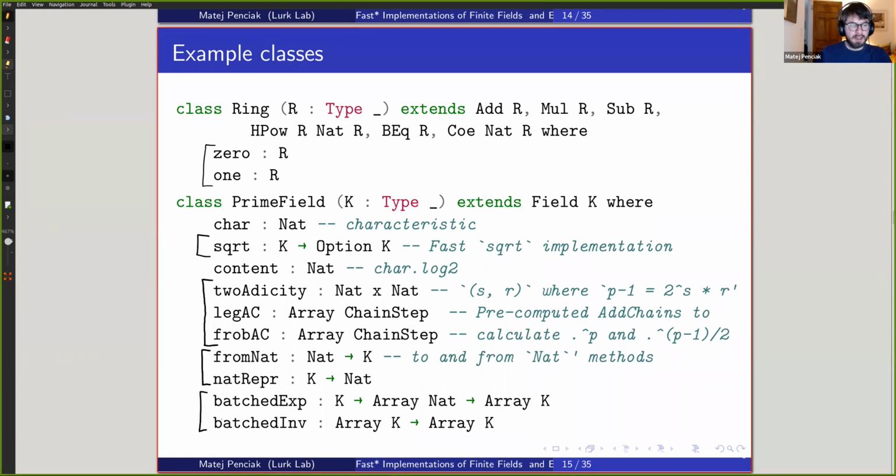So the next step, what I'll talk about is what these pre-computed values actually mean. And then I'll say some words about what these batched arithmetic optimizations allow us to do.